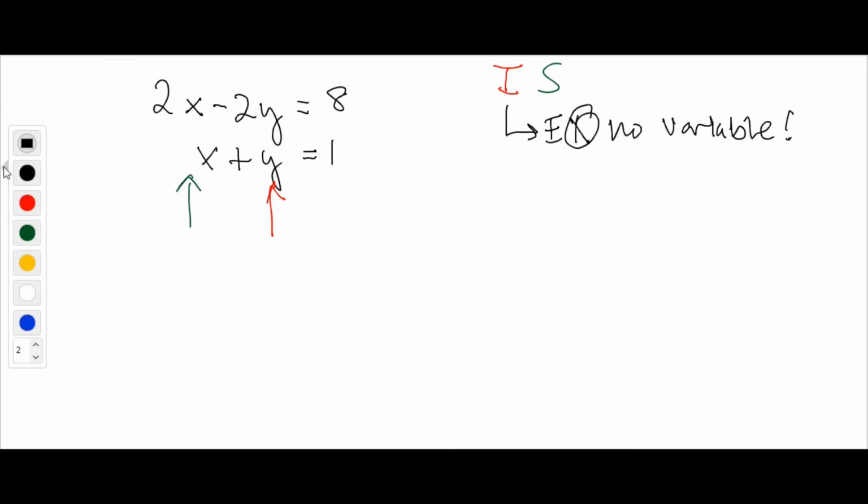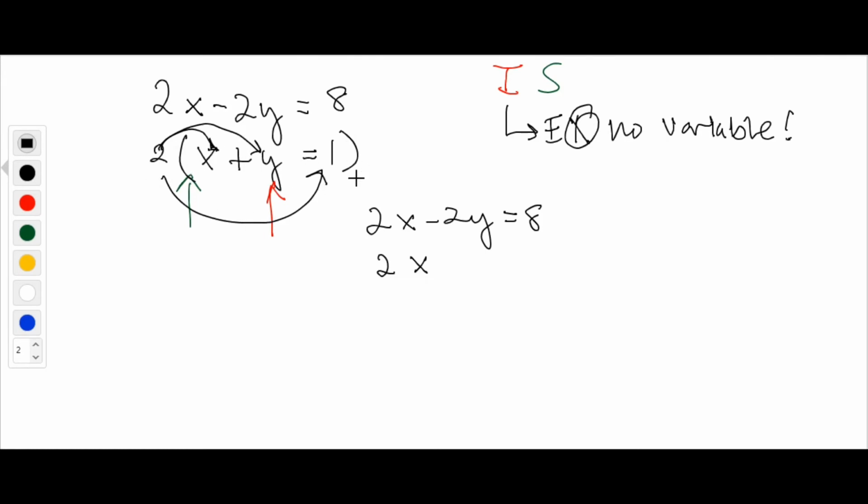So therefore, if we don't want y anymore, what we're going to do is take 2x minus 2y equals 8, and we're going to multiply everything here by 2. So multiply this by 2, multiply this by 2, multiply this by 2. We're just raising everything to a factor of 2, which you can do when solving a system of equations.